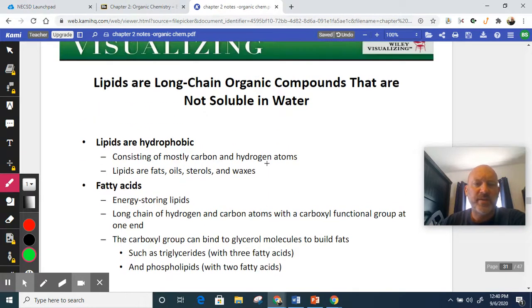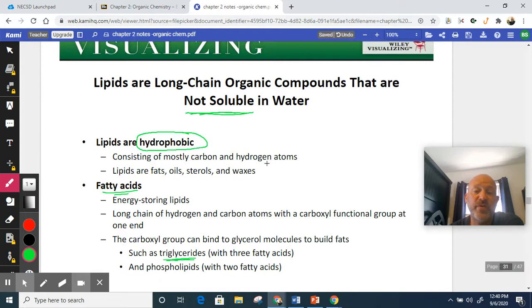Lipids, on the other hand, are not water soluble, right? So we call them hydrophobic. They don't dissolve in water. They don't break apart in water. In fact, they repel water. Right? The lipids that we store in our bodies come in the form of fatty acids. And if we look at fatty acids, we commonly see these things called triglycerides.